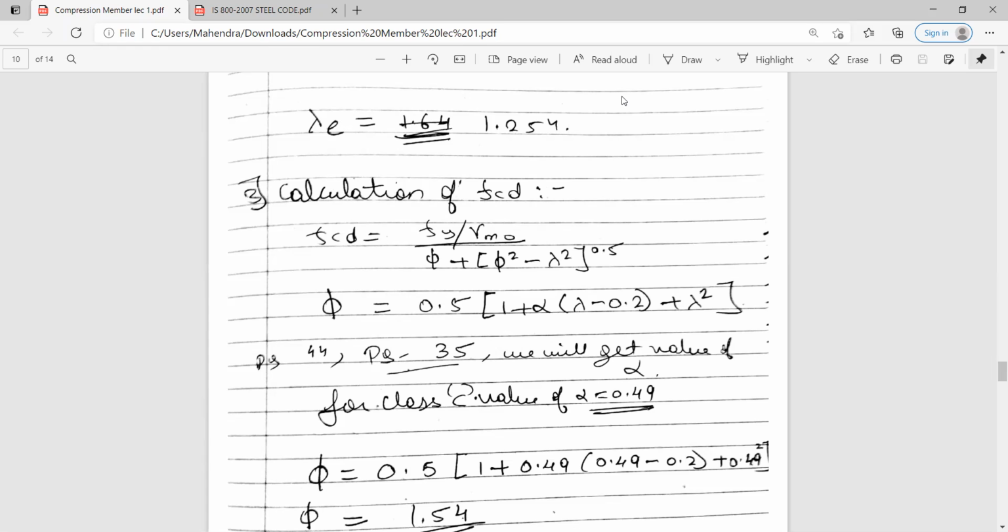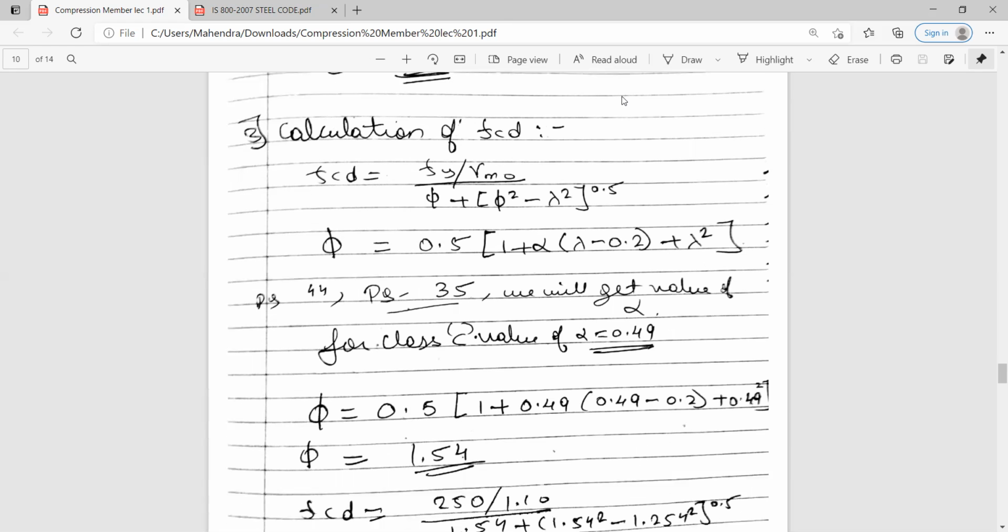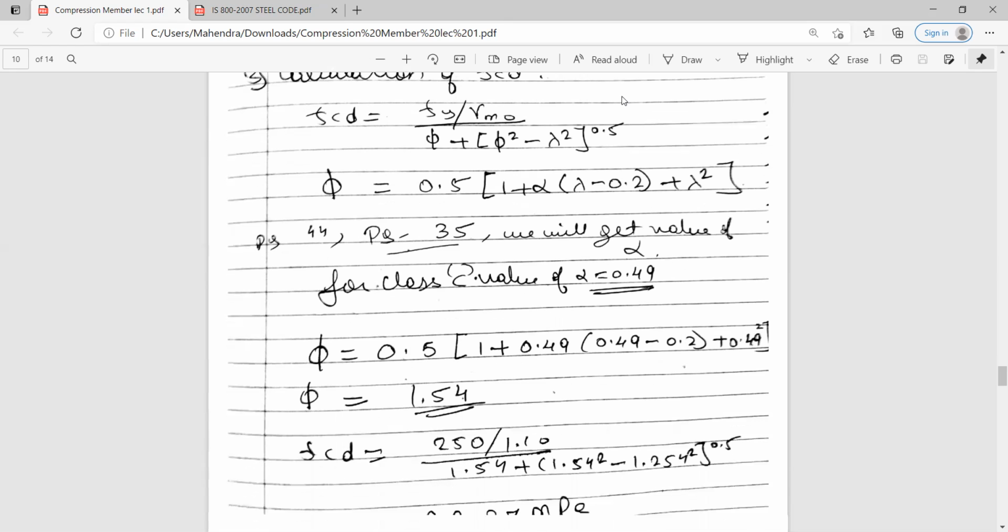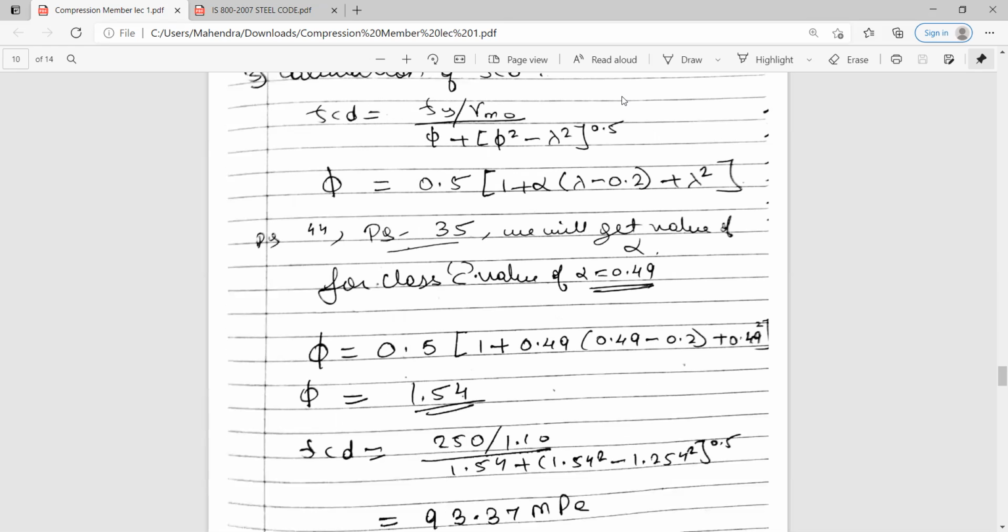Now where will you get the value of alpha from? We will get the value for alpha from page number 35 and page number 44. See your page number 35 and page number 44 of your IS 800 2007. Alpha is nothing but the imperfection factor. So we are considering class C. So for class C, the value for alpha, that is imperfection factor, we are going to consider as 0.49. So substitute the value of alpha in the formula for phi as well as substitute the value for lambda. Then calculate the value for phi, and after calculation of phi, calculate FCD.